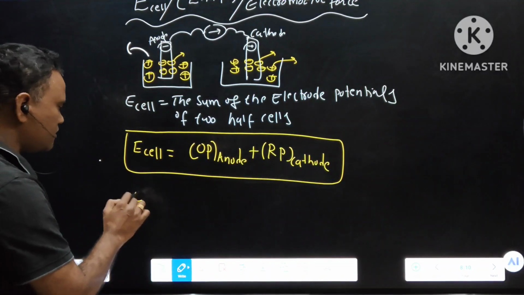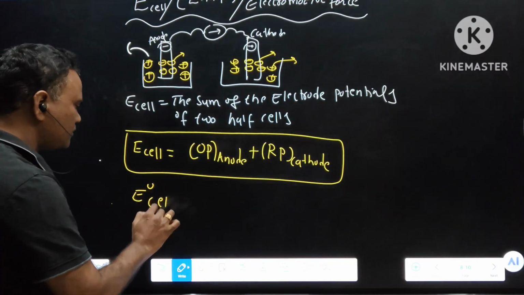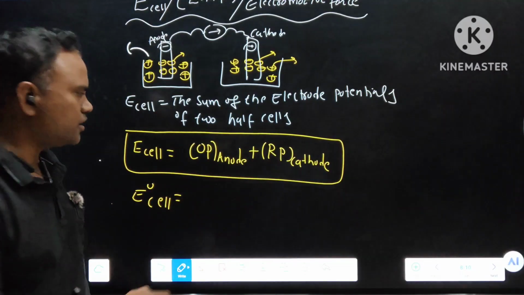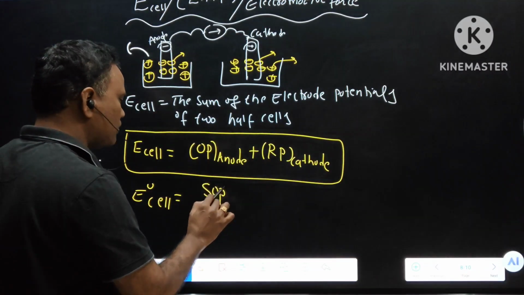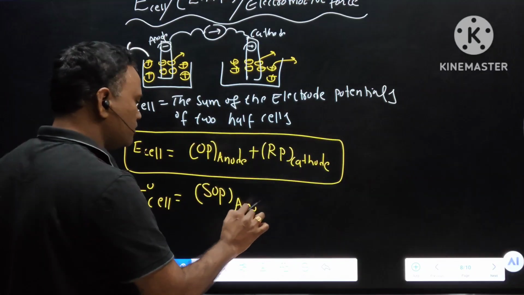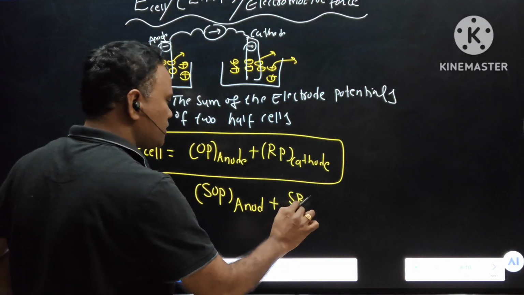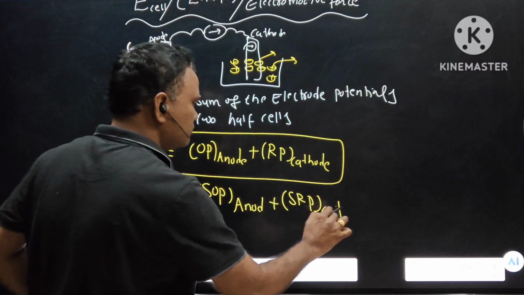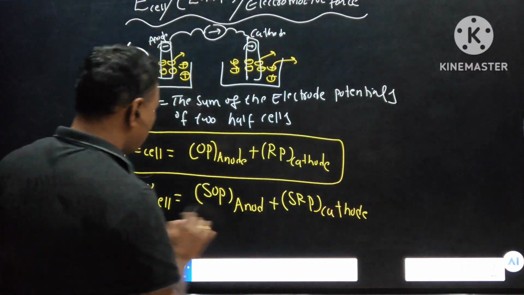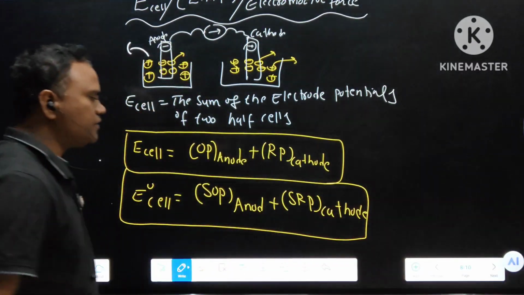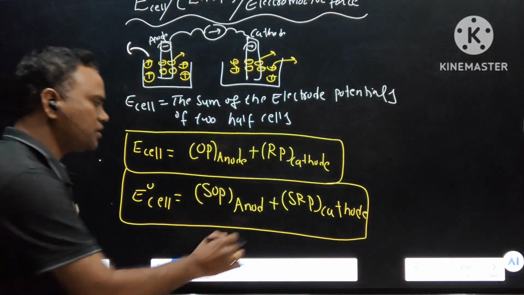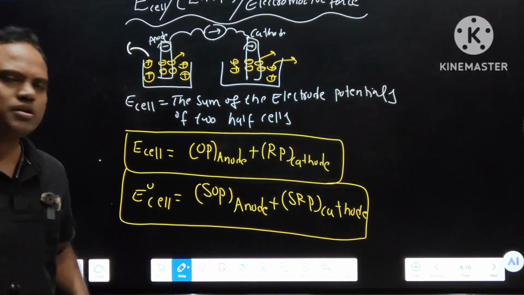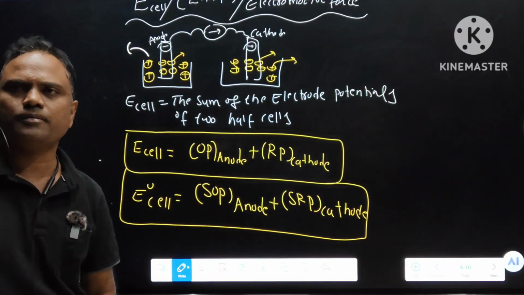Now what about E naught cell? E naught means standard. SOP, standard oxidation potential of the anode, plus standard reduction potential of the cathode. Any doubt in this? For E naught, we are just considering standard states.